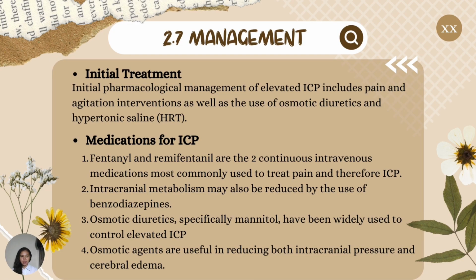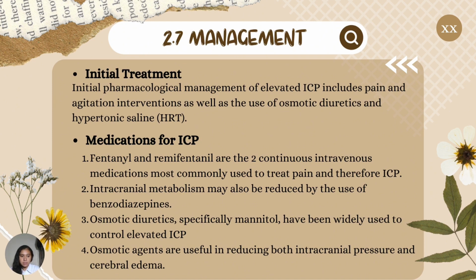Hello, my name is Sabrina, and I will continue the explanation. It's about management. So there is more management that can treat the patient with brain herniation. The first one is initial treatment. Initial pharmacological management of elevated intracranial pressure includes pain and agitation interventions as well as the use of osmotic diuretics and hypertonic saline or HTS.